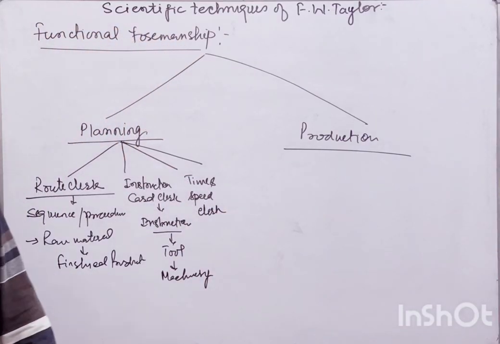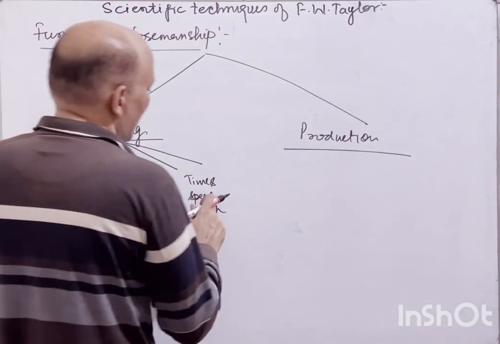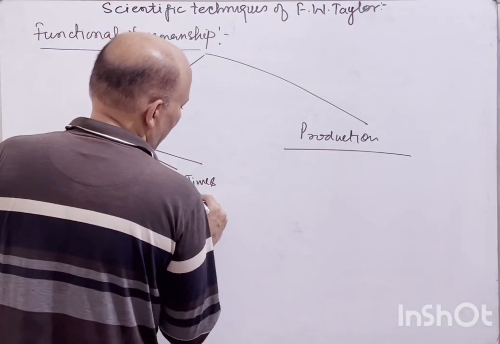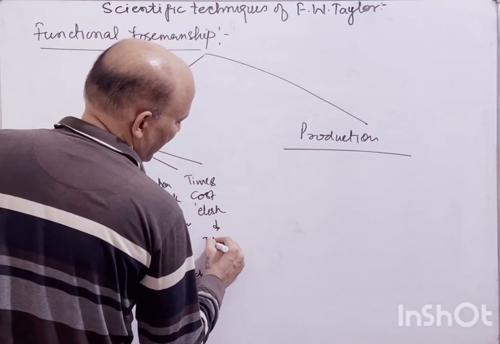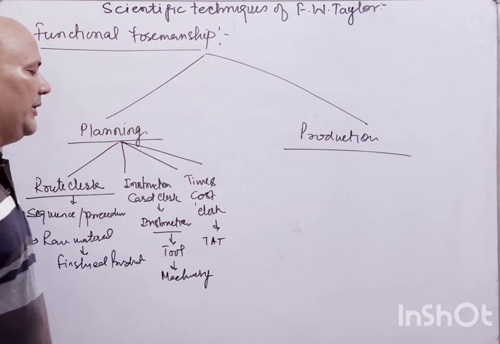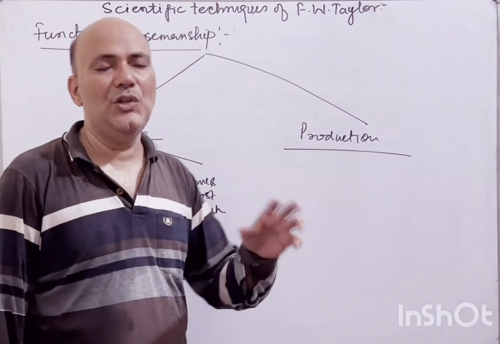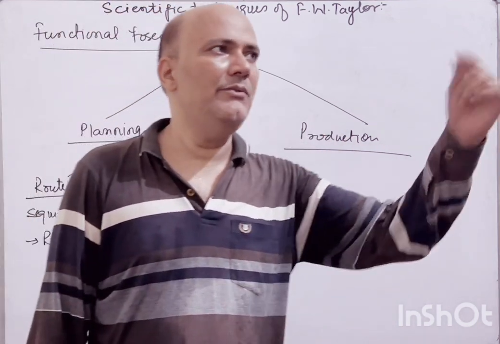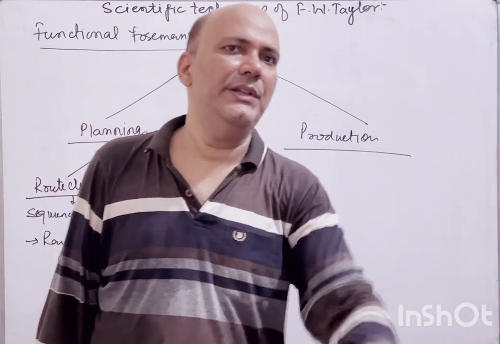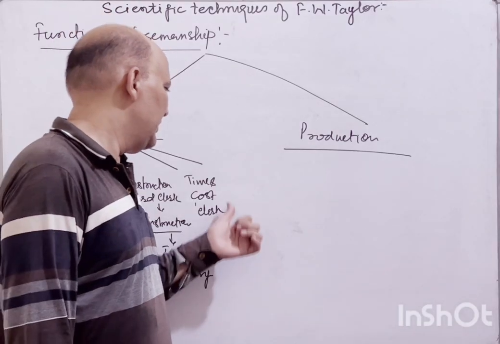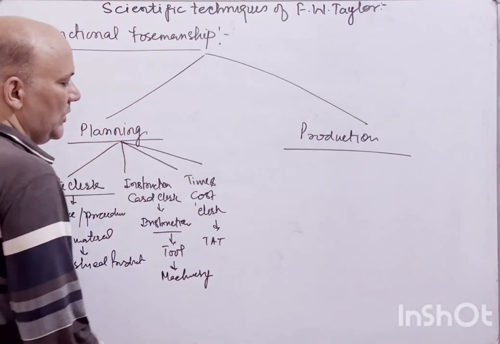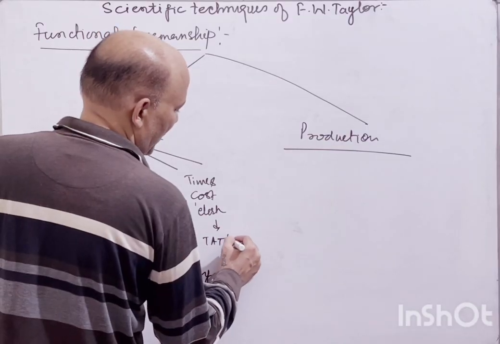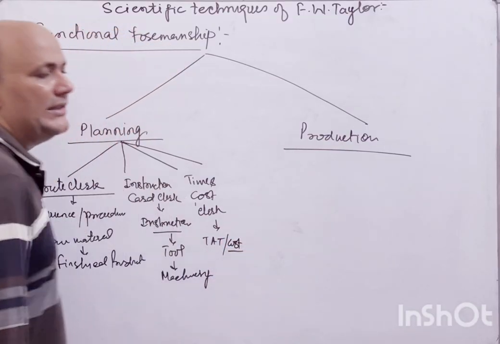Time and cost clerk. He gives you the turnaround time, which is called TAT in most corporates. Turnaround time is the time in which you have to finish your job or any work which needs to be performed in a certain time. That would be decided by this person, and he will give you the turnaround time of the work. At the same time, what would be the cost of performing that task, right?